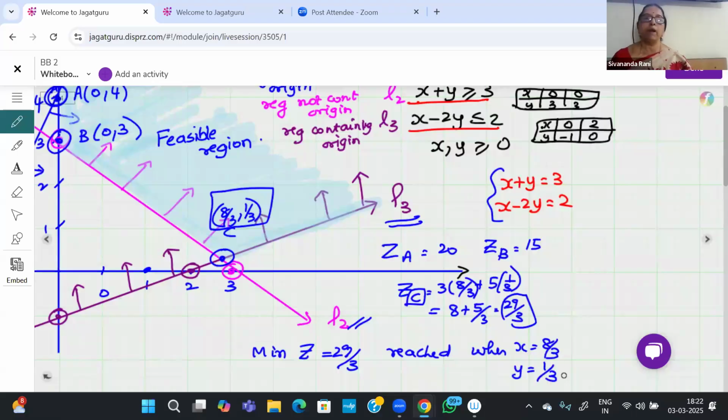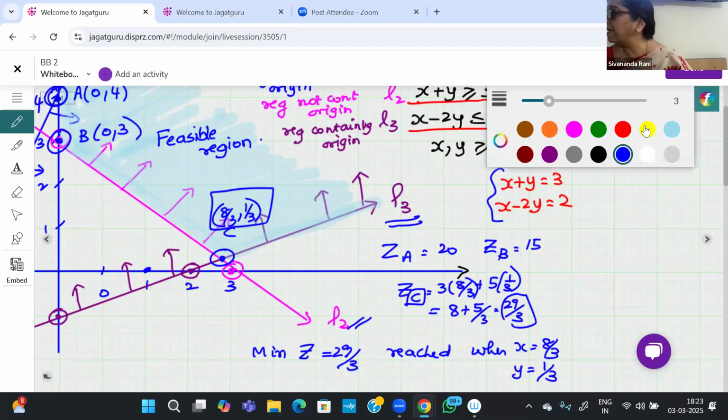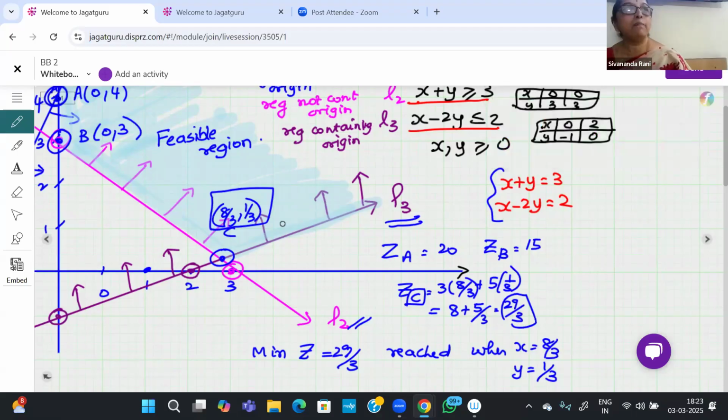How many of you think the problem has been solved? No? Okay. What else needs to be done? What else should we do? We have to plot Z. Very good. We have to plot that iso cost line. Do you all remember? Because it's unbounded, there is no guarantee that the minimum is indeed reached here.